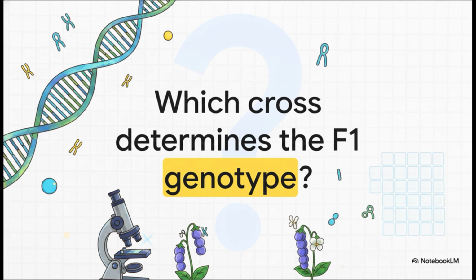Question 7. What is the specific name of the cross where an F1 individual is crossed with the homozygous recessive parent, specifically to figure out that F1's hidden genotype? 10 seconds on the clock. This is a big one for exams.